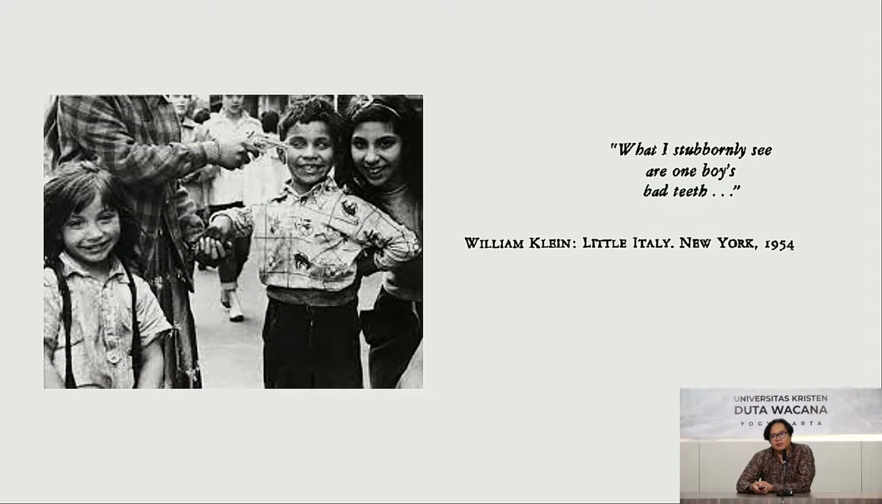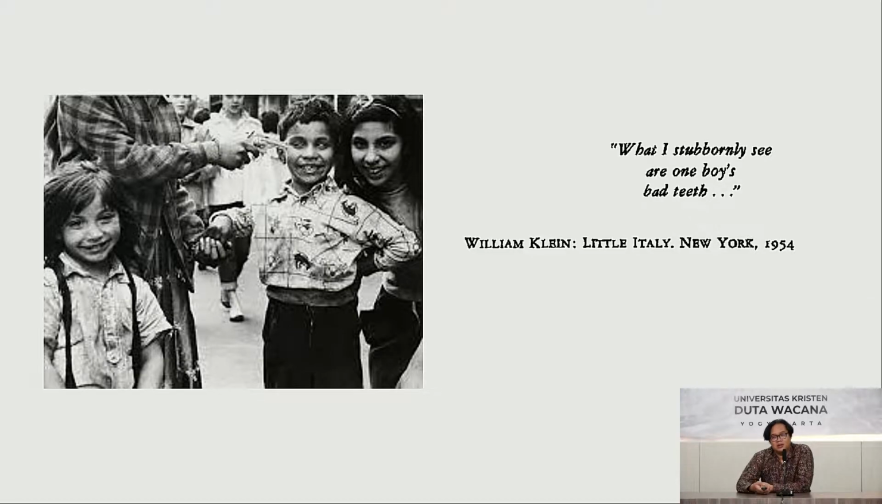The second example is a very popular photograph from New York by William Klein. For most people, maybe they will be attracted to the gun in the hand of this man pointed at the head of these children. And people will also see the way people wear their dress, and maybe the smile of the boy, and everything that we can obviously see from this photo.